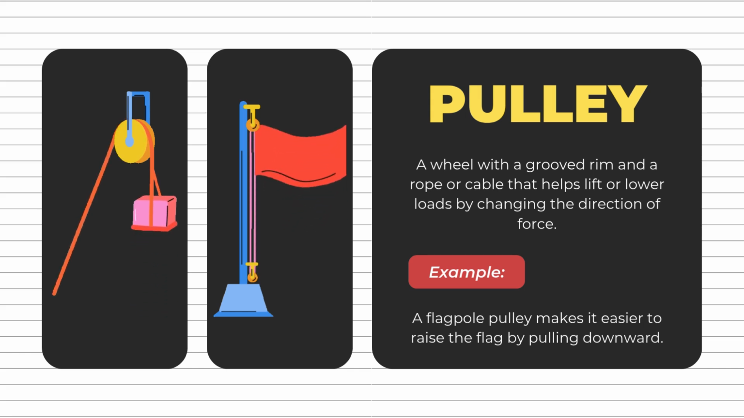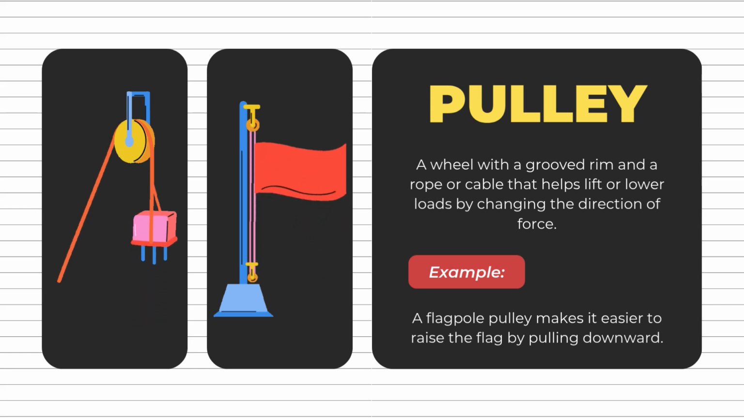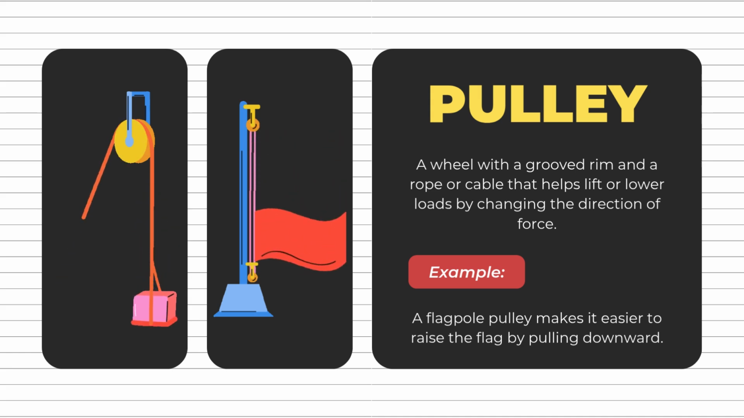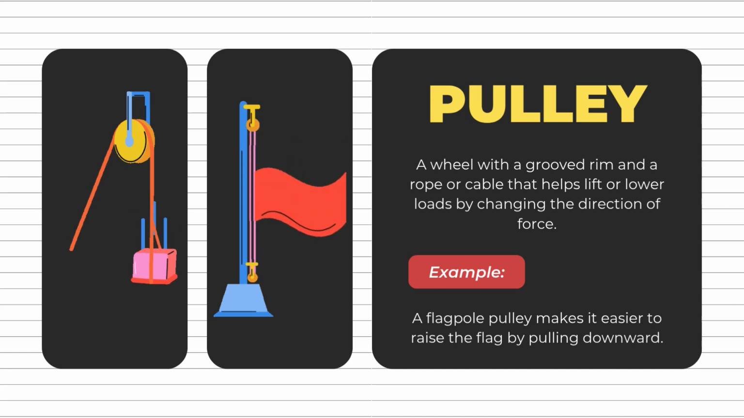Fifth is the pulley, a wheel with a grooved rim and a rope or cable that helps lift or lower loads by changing the direction of force. For example, a flagpole pulley makes it easier to raise the flag by pulling downward.